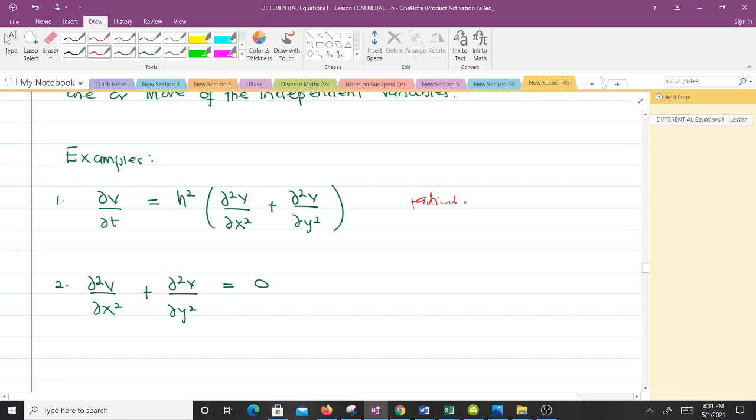So that should tell you it's a PDE. Aside from that, the independent variables are t, x, y. You can see more than one. Then here too, it contains partial derivatives. So that should give you a clue that it is a partial differential equation. And you could see that the independent variables here, x and y, are more than one, right?